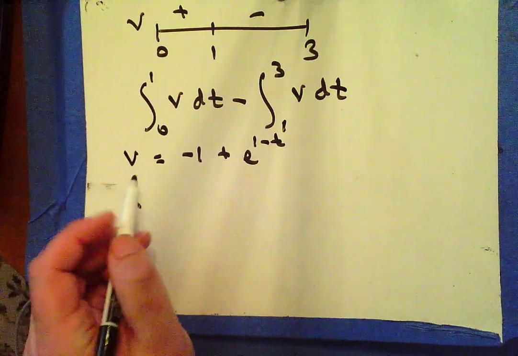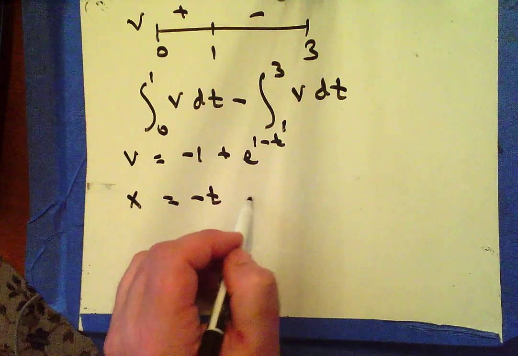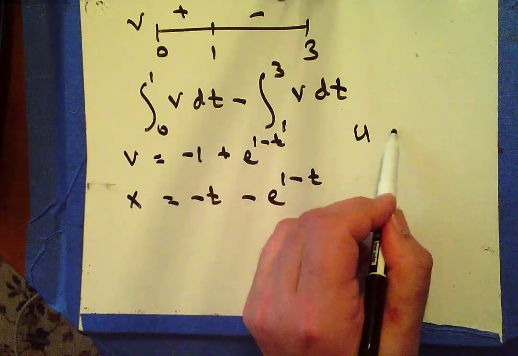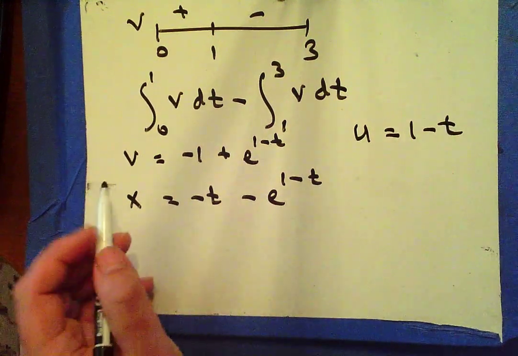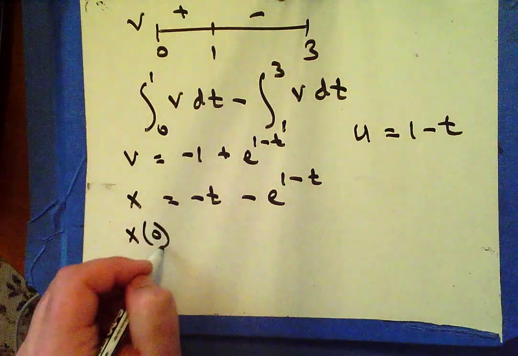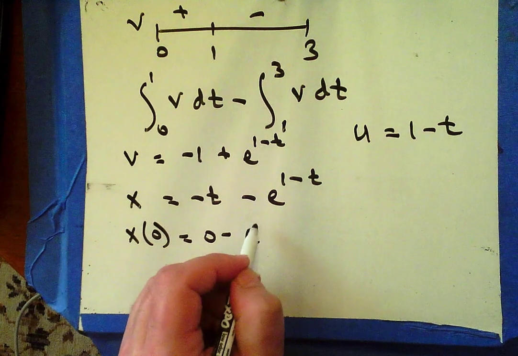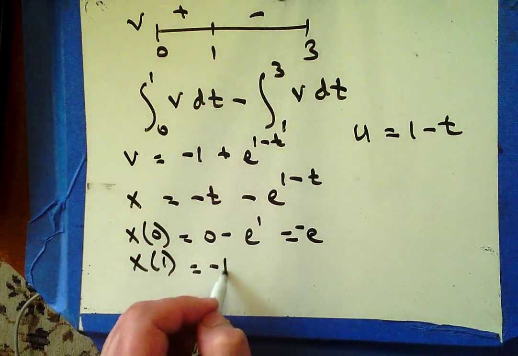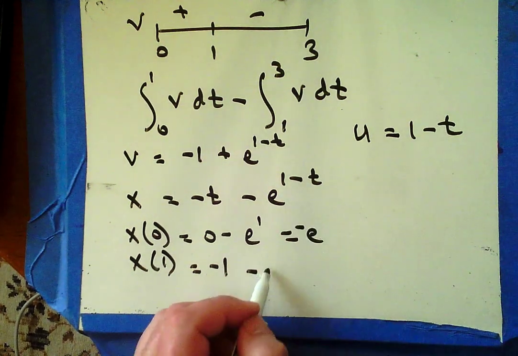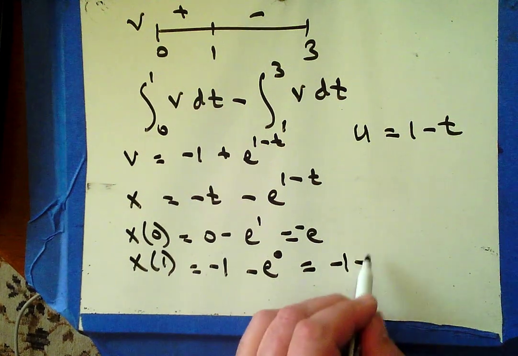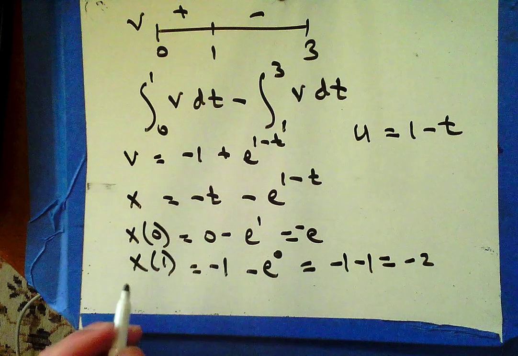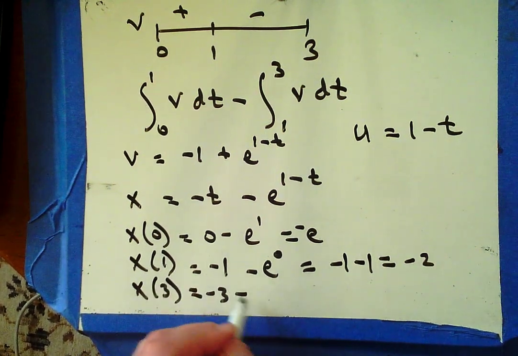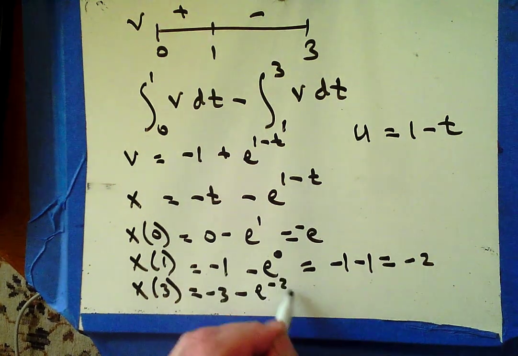Then we say that x is negative t minus e to the 1 minus t. And again, if you don't see how I got this part, do a u sub where u is equal to 1 minus t. Okay, so we need x of 0, which is 0 minus e to the 1, or negative e. And we need x of 1, which is negative 1 minus e to the 0. That's negative 1 minus 1, which is negative 2. And we need x of 3. And x of 3 is going to be negative 3 minus e to the negative 2.